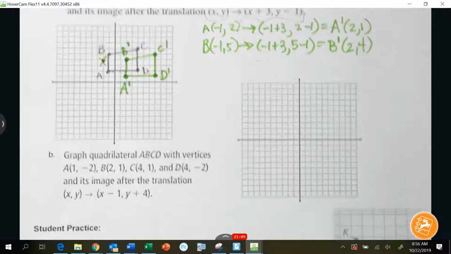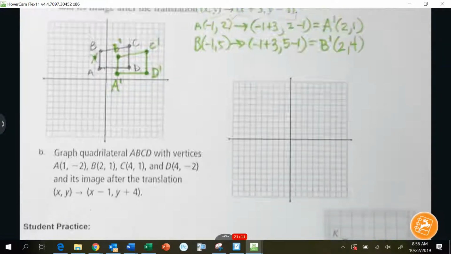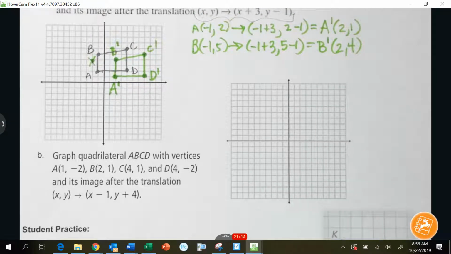Okay, I want you to try question B. You can try it by just finding the numbers and then graphing them, or you can try it by just taking each number and translating on the graph.